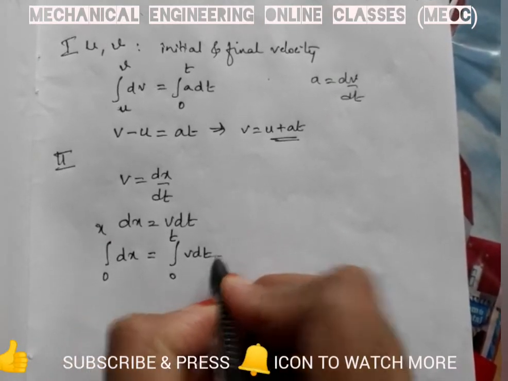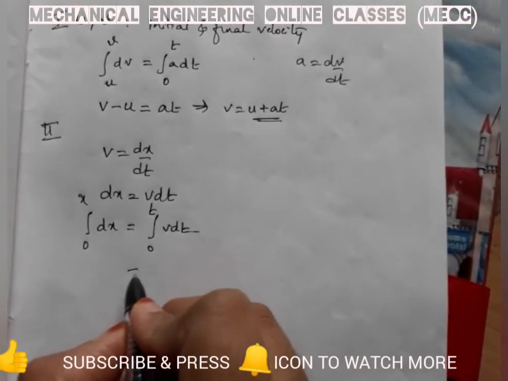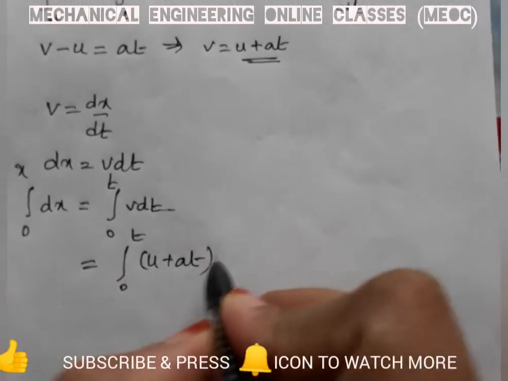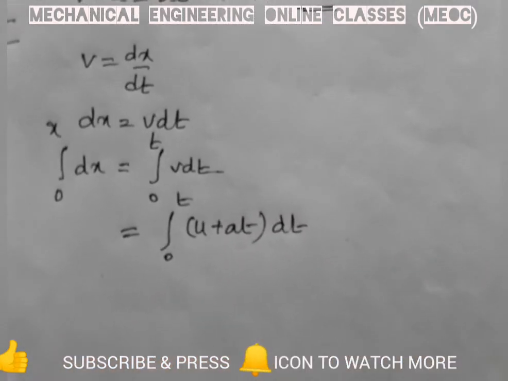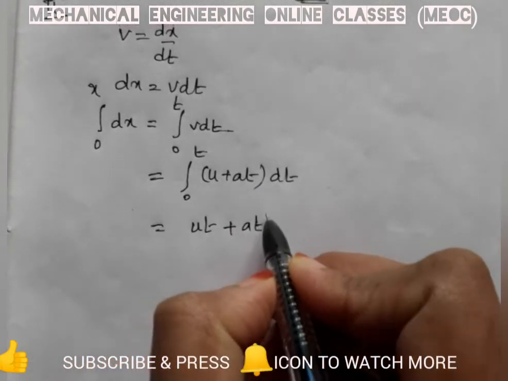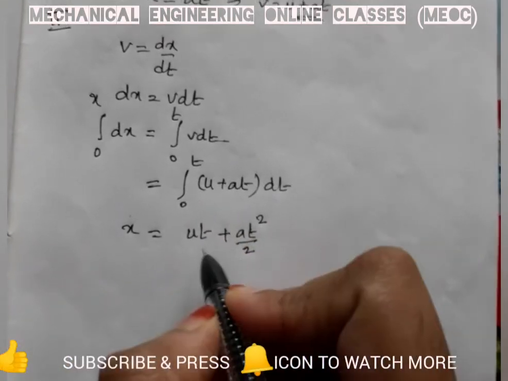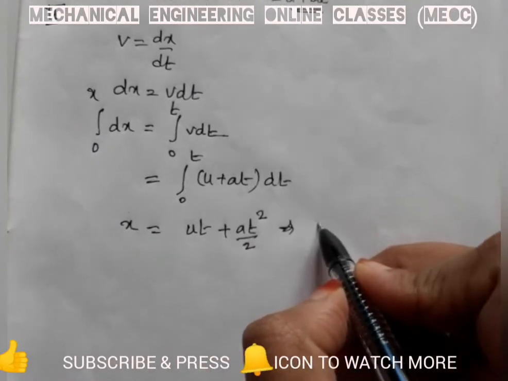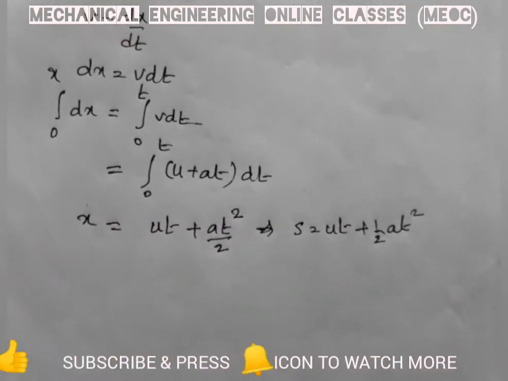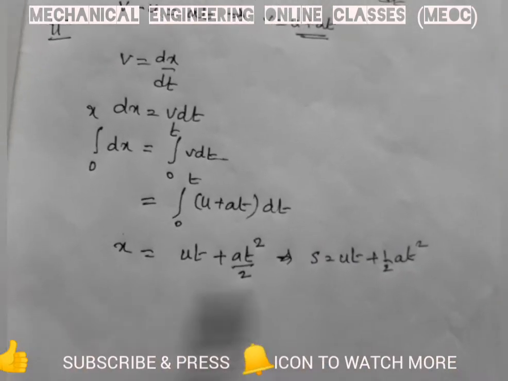This is v dt. Then, since v is equal to u plus at, I can substitute this here: u plus at. This will be equal to ut plus at square by 2. So this is x. We remember this from our schooling, that s is equal to ut plus half at square. Here s is x. So this is a relation for position in terms of time t. So this is the second one.